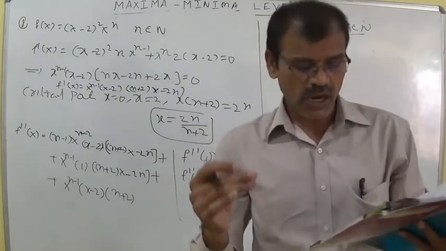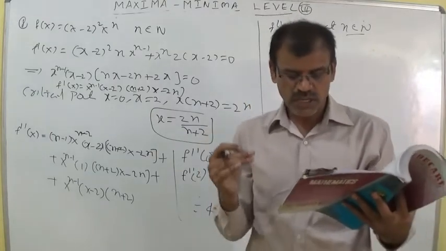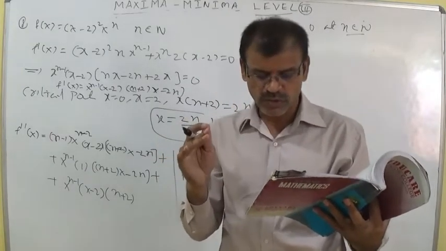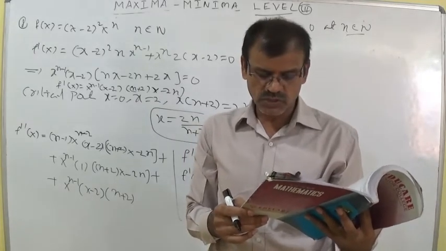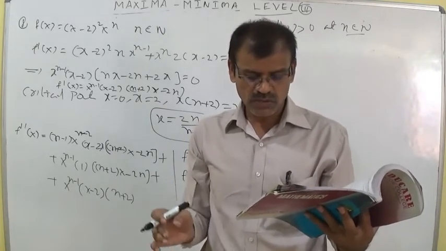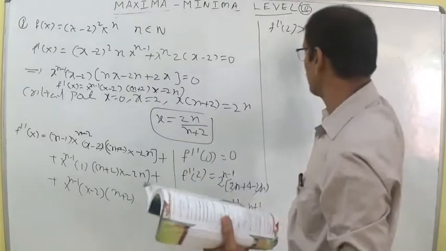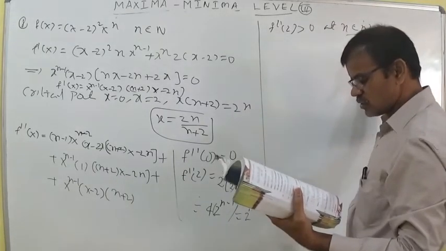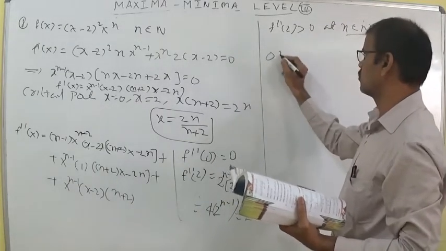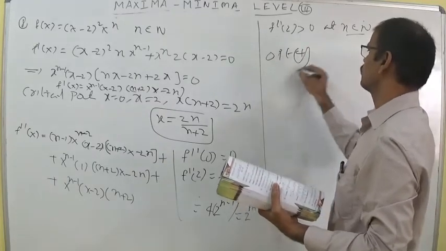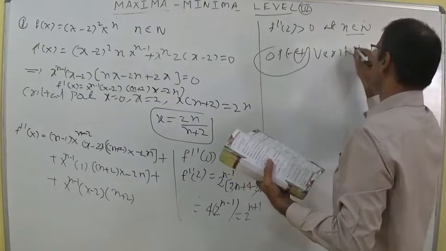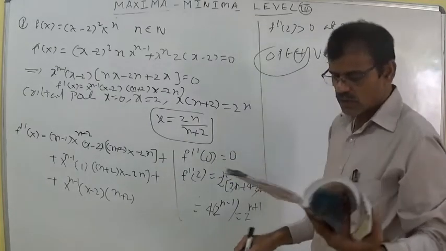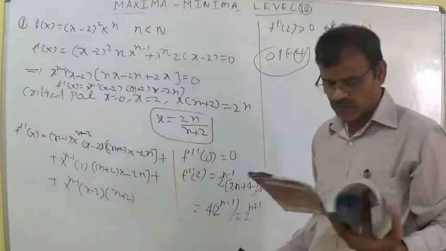But regarding the options, let us discuss. Minimum at x equal to 2 if n is even only, that is the second option. And a minimum at x equal to 0 if n is even, and a minimum at x equal to 2 for all n belongs to N, correct. For all n belongs to this one, we got it. So the fourth option is verified, no need for the derivative test. Option 4 verified. For any n, because we got 2^(n+1) like that.